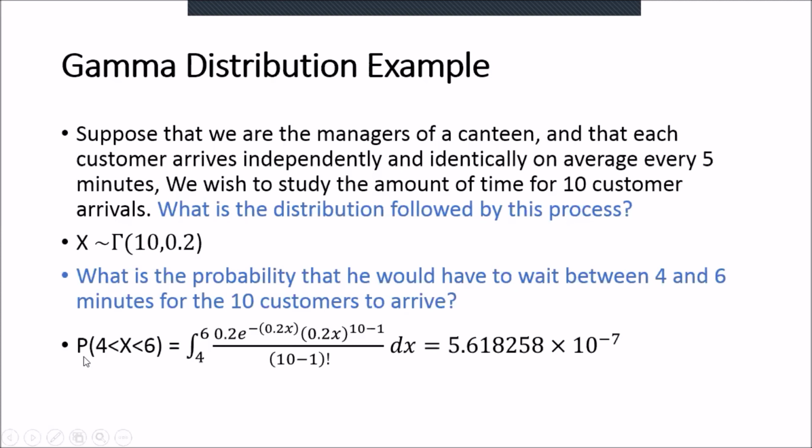Well, we use the fact that the probability that x is less than 6 and greater than 4 is simply the definite integral from 4 to 6 of the probability density function of the gamma distribution. So we have lambda e to the negative lambda x times lambda x to the power alpha, which is 10, minus 1 over alpha minus 1 factorial dx. And if you evaluate this using statistical software or programming languages or your calculator, you will find that the answer should be this. And this is a brief introduction to the gamma distribution.